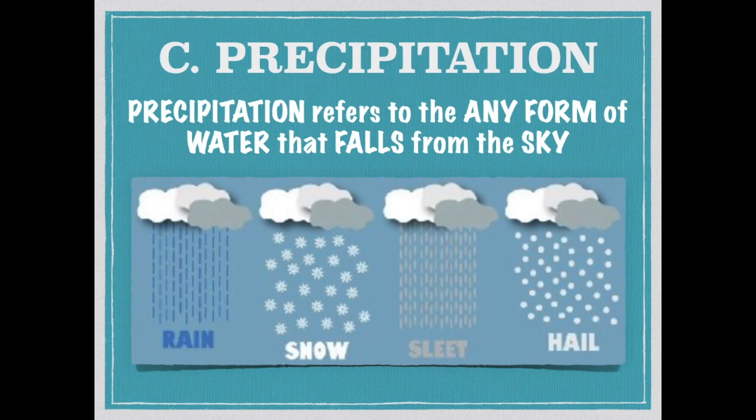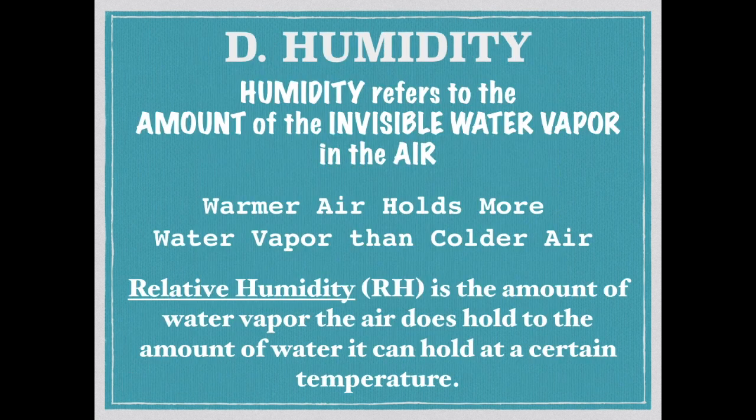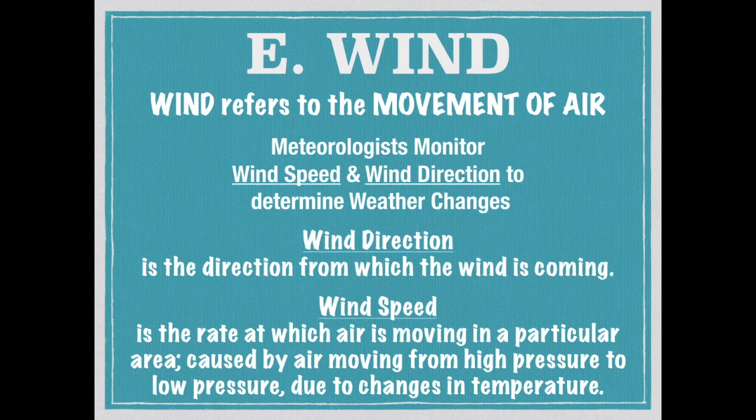Make sure you know precipitation and the 4 types. Make sure you're aware of the water cycle. We've covered that multiple times. And then let's talk about humidity. Humidity refers to the amount of water vapor in the air. Relative humidity is the amount of water vapor the air does hold compared to the amount of water it can hold at a certain temperature. You can see this on your little weather app on your phone, usually in a percentage, how much water vapor is in the air.